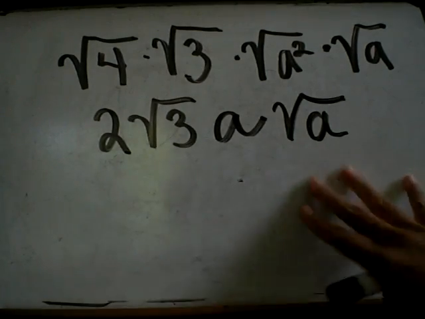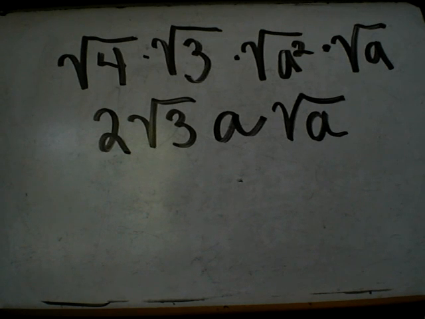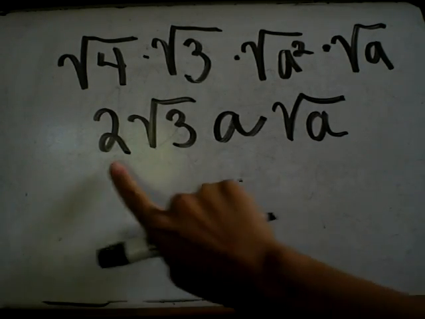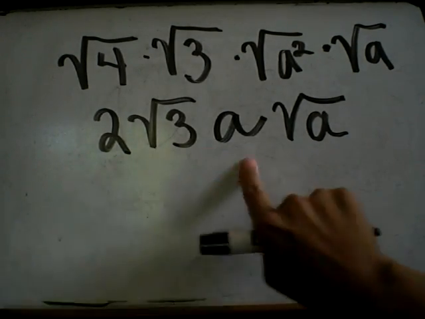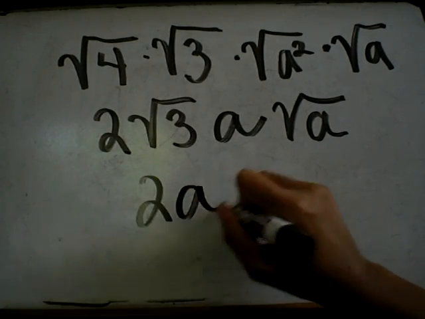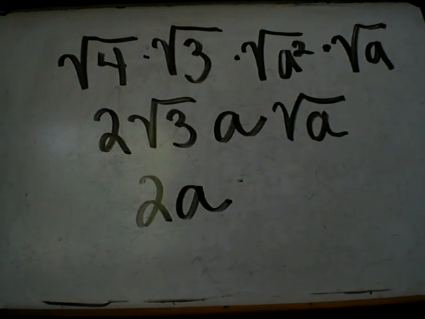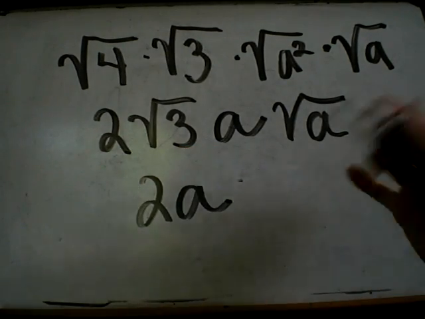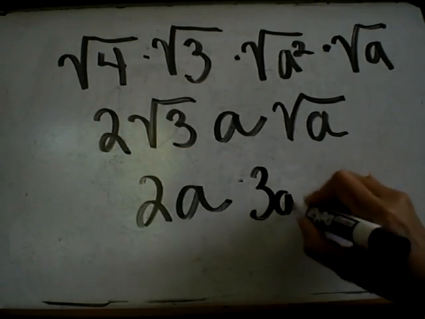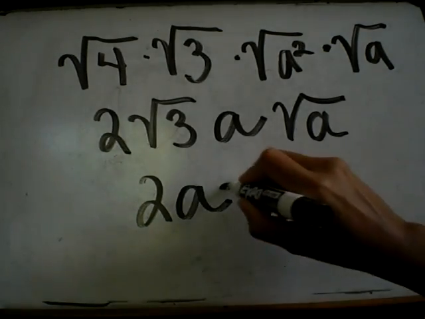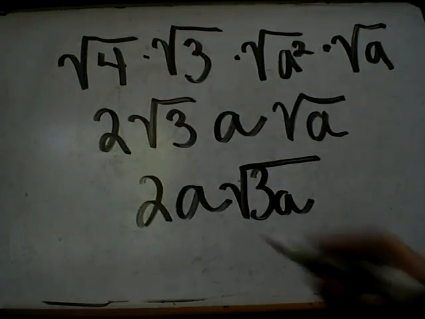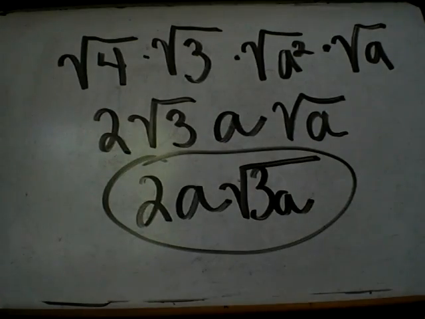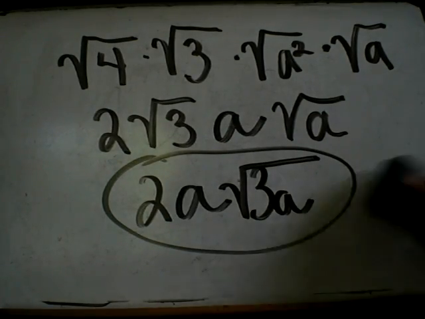Now, just by looking at it, we can arrange this so it looks a little bit more organized. Okay, now we can multiply these guys, the coefficients. So we've got 2a, and then we can multiply these together. So we have 3 times a, which is 3a, but they're underneath that radical sign, so we're going to include that. Okay, so there's our answer. Okay, last problem.